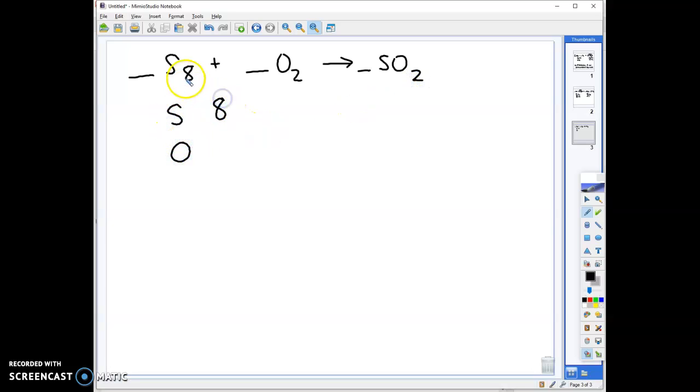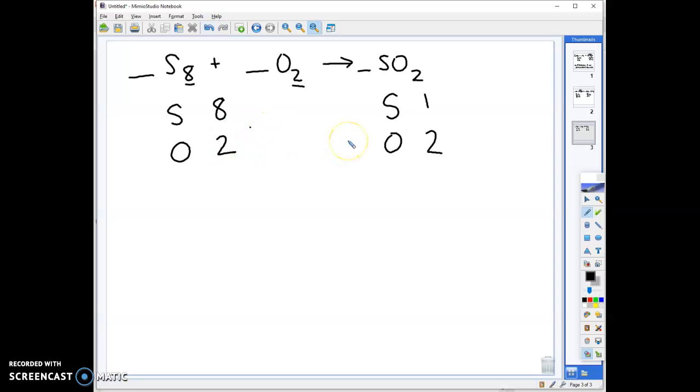I've got 8 sulfur because of my subscript. I've got 2 oxygen, again because of that subscript. Over here I have 1 sulfur, I have 2 oxygen. So we see here my oxygen is balanced, but my sulfur is clearly not. I start with 8 sulfur on my reactant side, end up with 1 here on my product side.